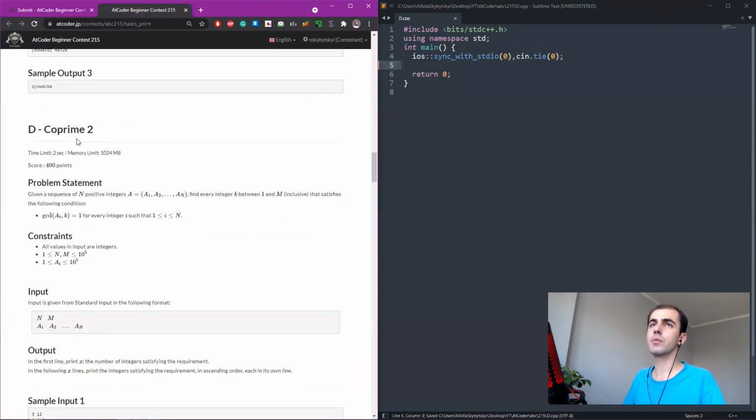So problem D, Coprime 2. We're given a sequence of n positive integers A. Find every integer k between 1 and M inclusive that satisfies the following condition: GCD of k and A_i equals 1 for every integer i such that i is at most n. Okay, so we want to count numbers k which are coprime to all elements of a given sequence.